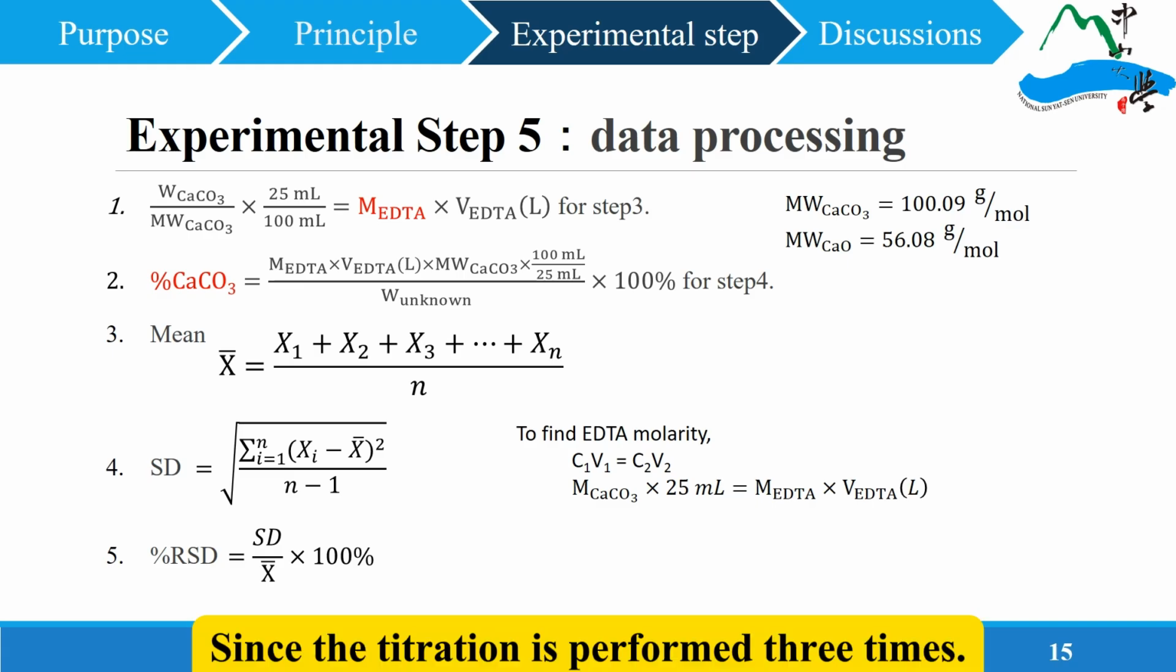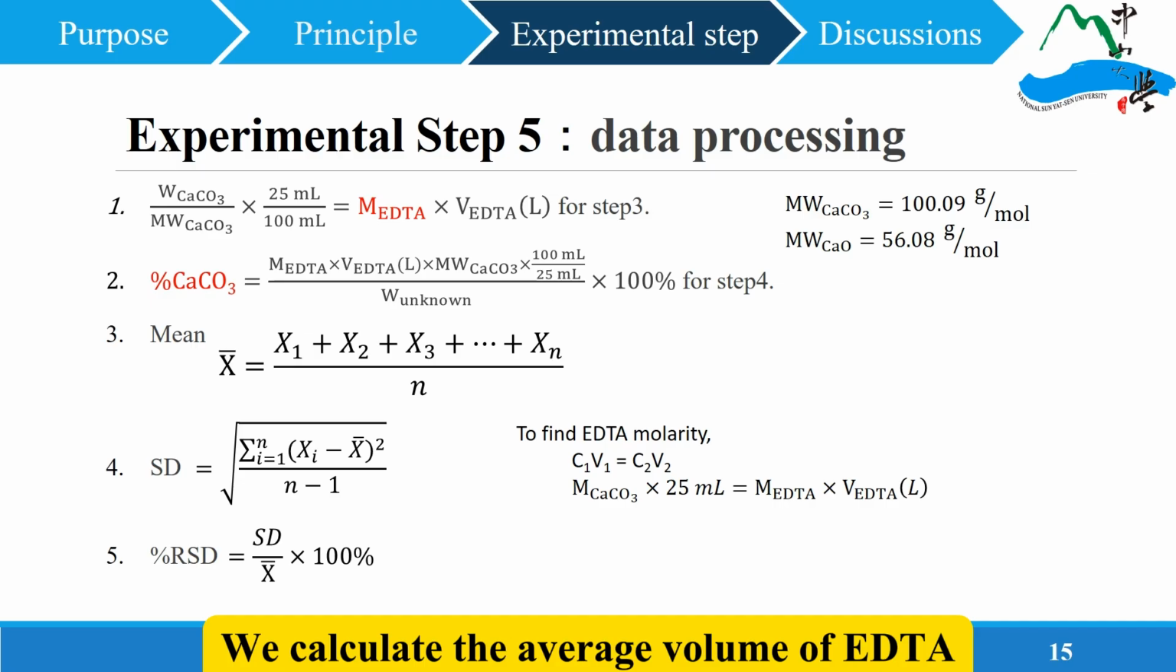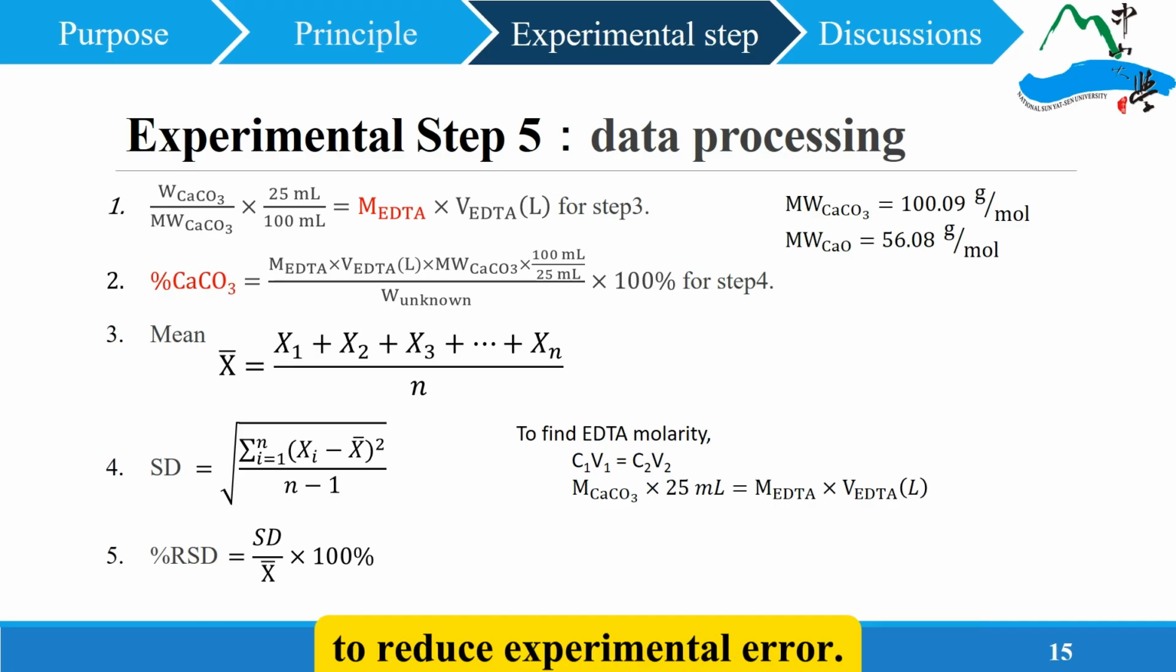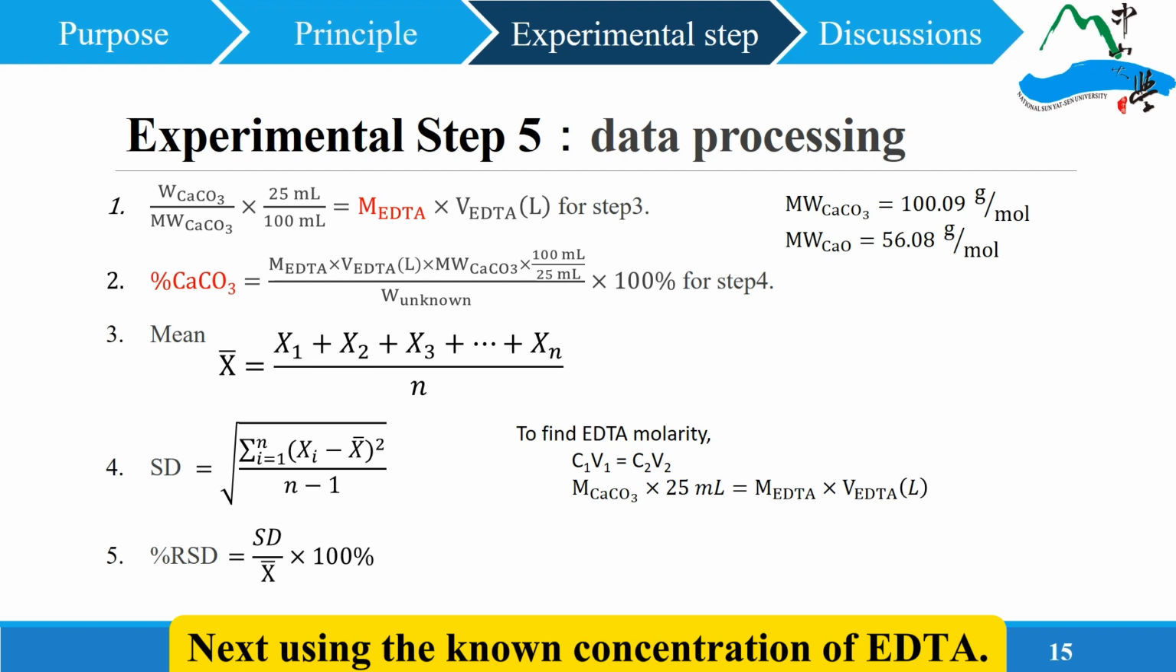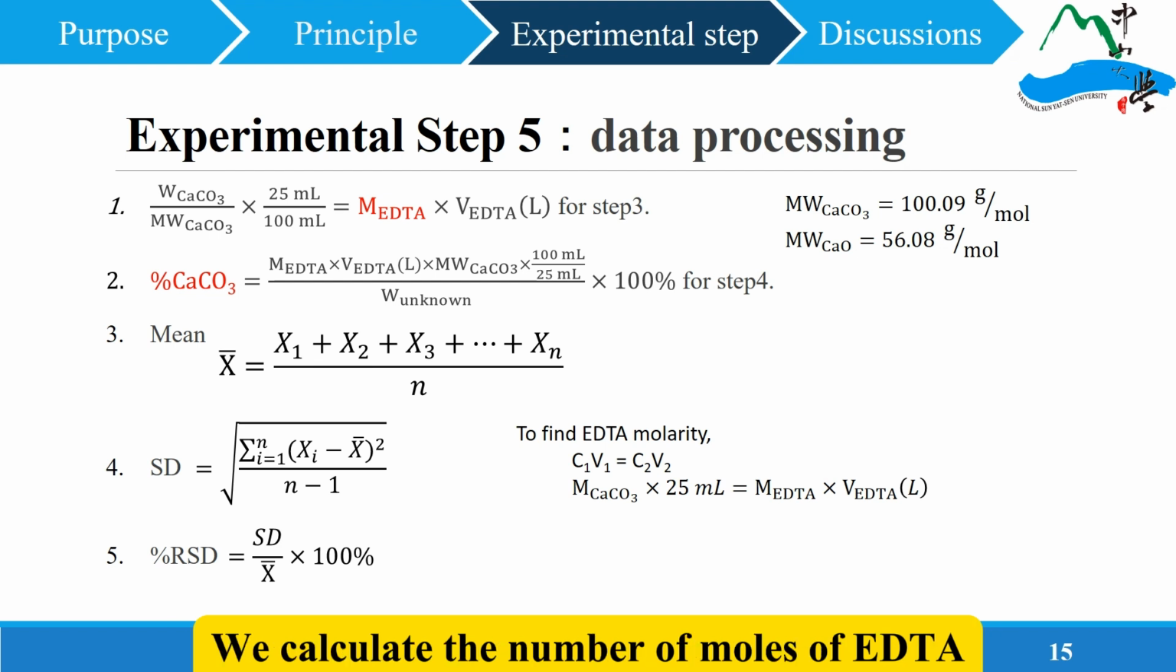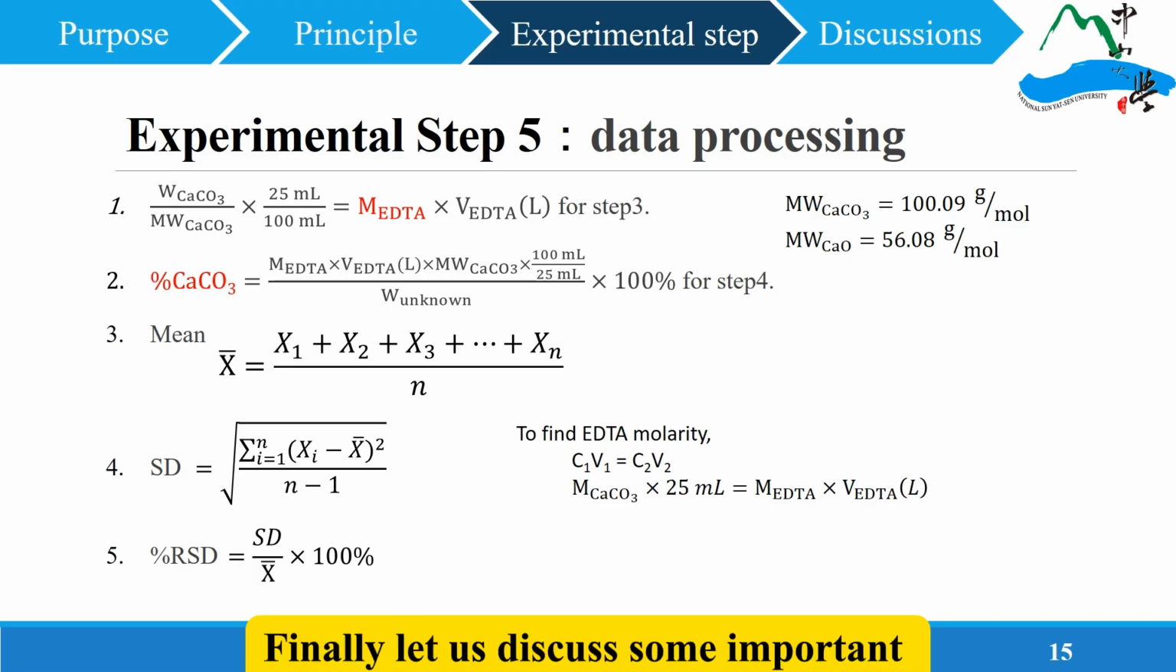After finishing the titration, we first record the volume of EDTA used from the burette for each trial. Since the titration is performed 3 times, we calculate the average volume of EDTA to reduce experimental error. Next, using the known concentration of EDTA, we calculate the number of moles of EDTA used in the titration.